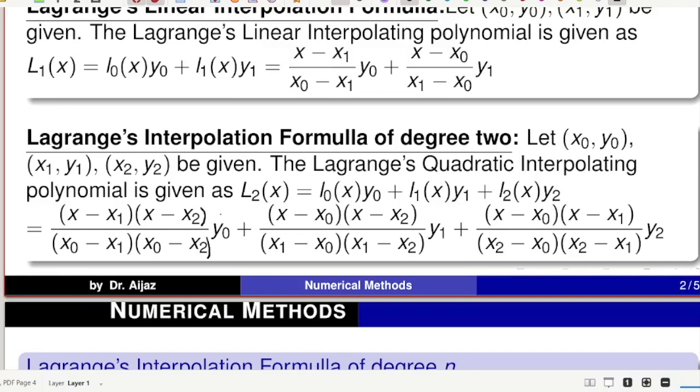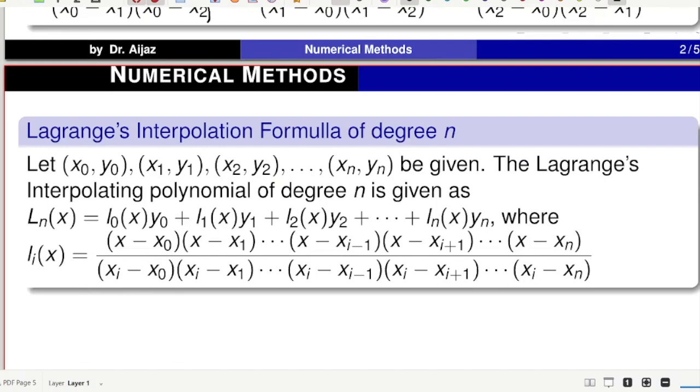Now L1 of x, we skip x minus x1 in the numerator, so we write x minus x0 into x minus x2 and replace this x by x1 in the denominator. And similarly for L2 of x, we skip x minus x2 and we write only x minus x0 into x minus x1, then replace this x and this x by x2 in the denominator of Lagrange's interpolating formula of degree 2. Similarly, we can define the nth degree Lagrange's interpolating formula.